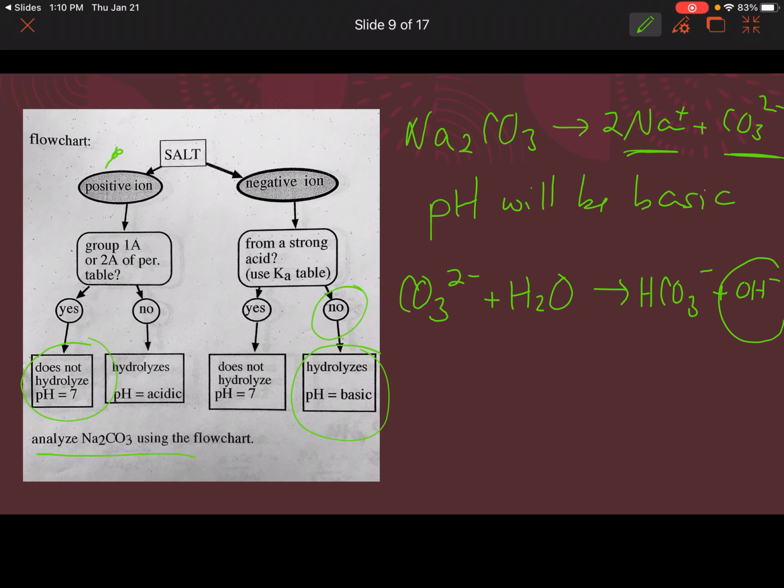Okay, so again, the CO3 2 minus came from carbonic acid, H2CO3, which is a weak acid. The weak acid will have a strong conjugate base, so the CO3 2 minus is going to act as a base when it hydrolyzes. It's going to react with water, steal one of the protons, leaving HCO3 minus plus OH minus. And that is why we end up with a basic solution here.